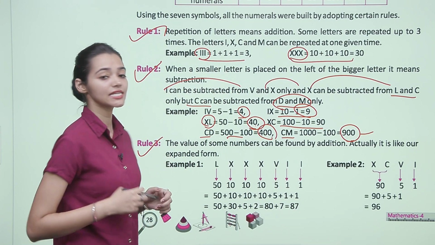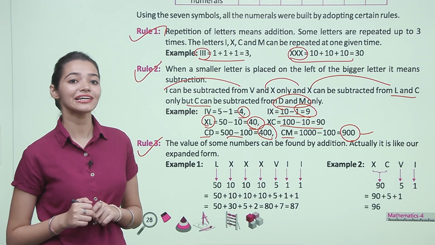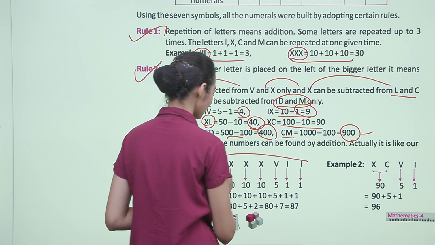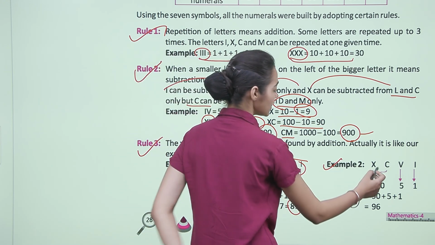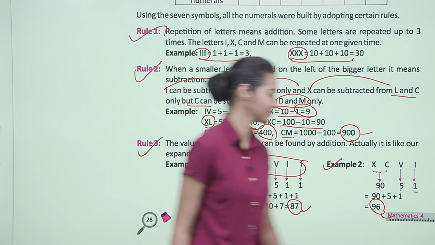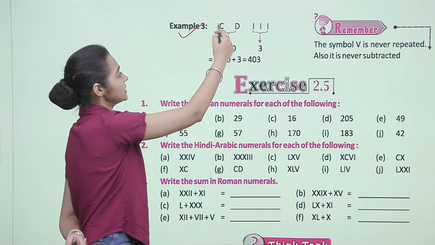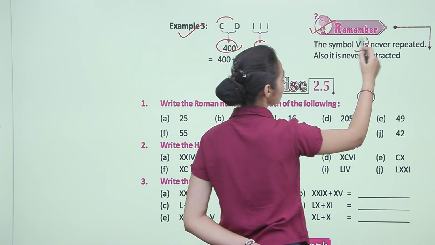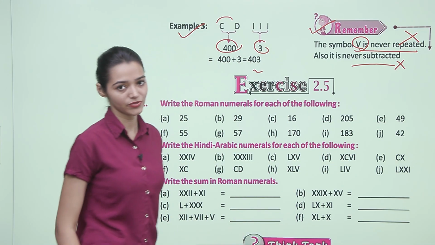Now rule number 3 says that the value of some numbers can be found by addition. Actually it's like our expanded form. For example, here is our number, we have expanded it, and then after adding, the number we get is 87. Similarly, in the next one it is 90 plus 5 plus 6, that is 96. Now in the next one, CD means 400 plus 3, that is 403. Always remember the symbol V is never repeated, also it is never subtracted.